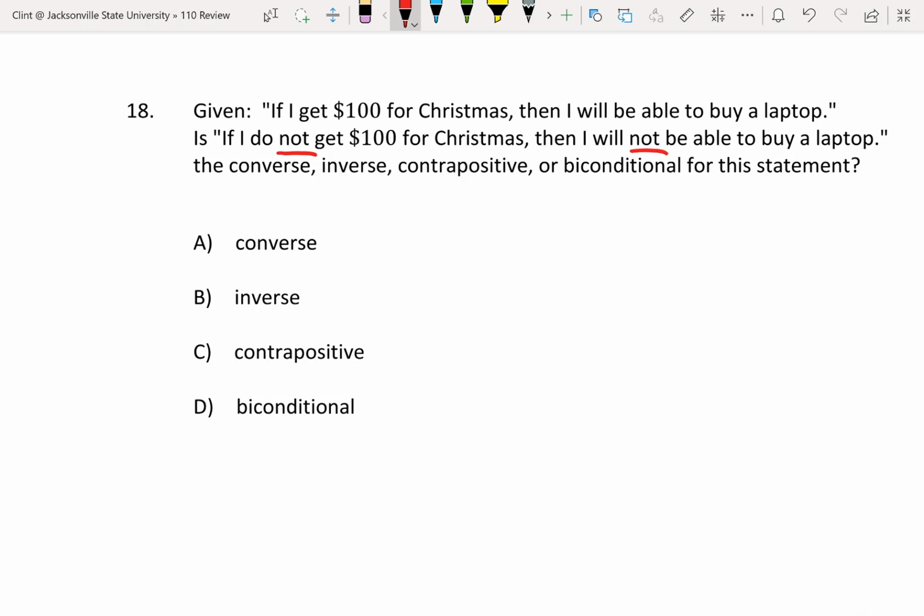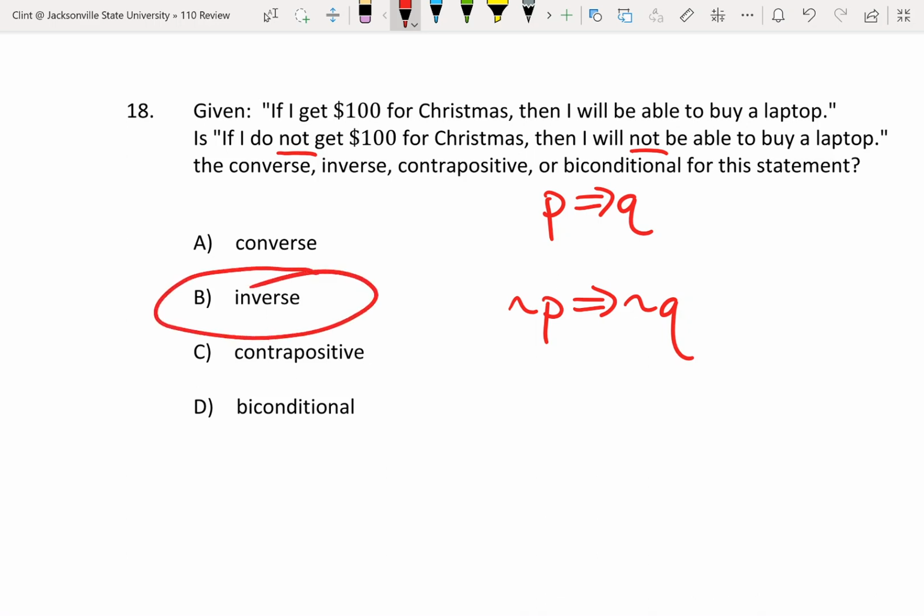We negated both statements. So we started out with if P then Q, and now we have if not P then not Q. So which one is that? You can make a guess. You've got a 25% shot. Really, you should have better than that because we know it's not biconditional. Biconditional is if and only if. It's the inverse. Good. Inverse.